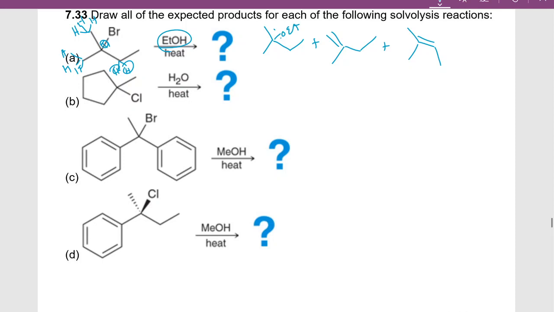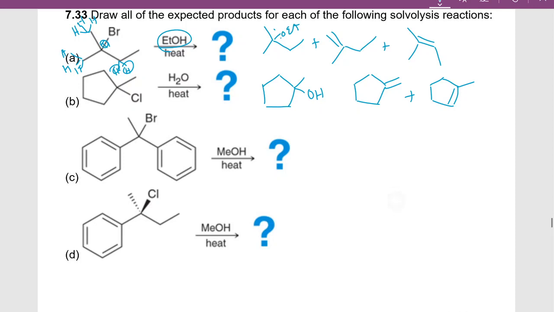All right, for the second one, we're adding OH because our solvent is water for our SN1 product. Okay, we're not going to get a rearrangement here because it's tertiary. We can also get the Hofmann product, and we can get the Zaitsev product. Okay, so those are our possibilities.